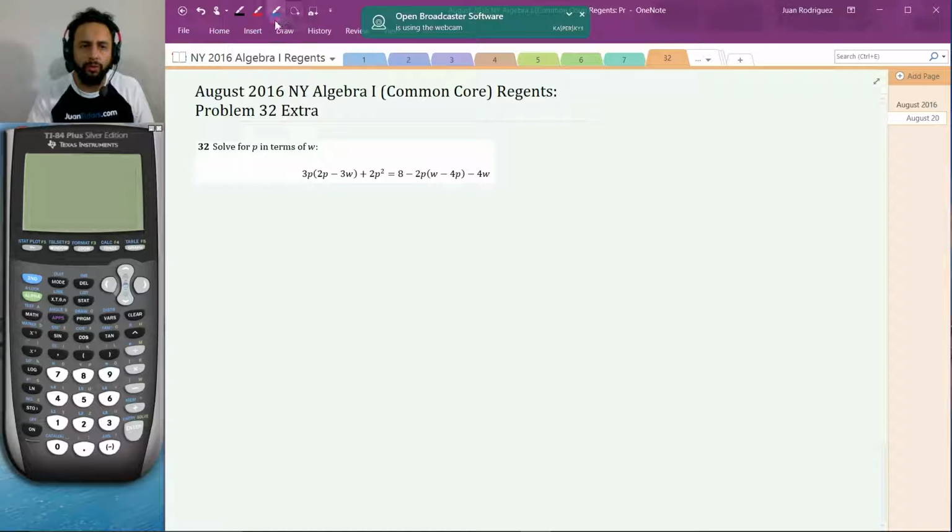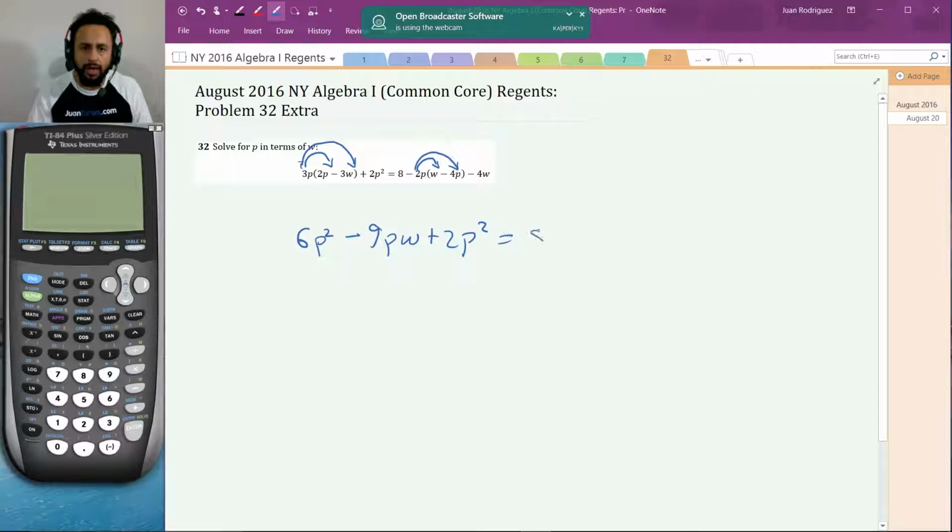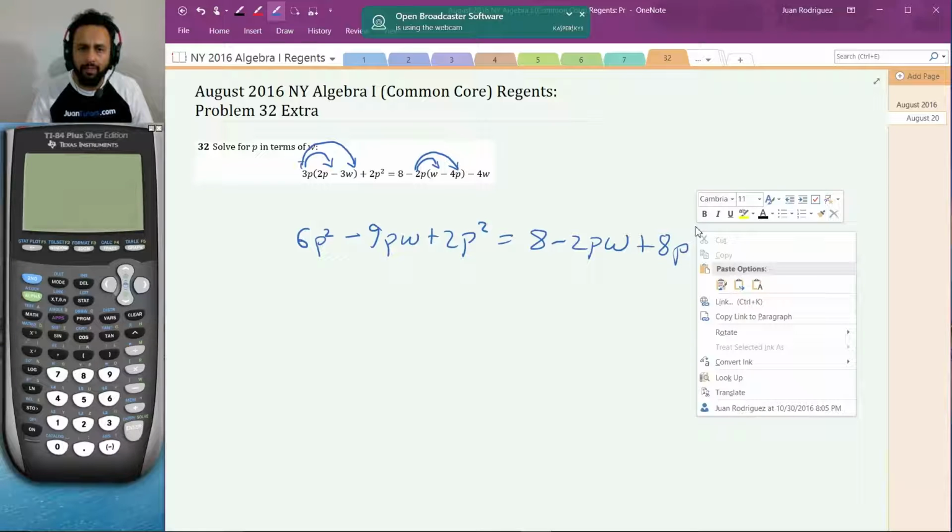So what are we going to do? We're going to use the distributive property to get rid of this parentheses. Distribute the 3p into these two terms. Distribute this minus 2p into these two terms. Now let's see. 3p times 2p is 6p squared. Minus 3 times 3 is 9pw plus 2p squared equals 8. So minus 2p times w is minus 2pw. And then minus 2p times minus 4p is plus 8p squared. And then minus 4w.